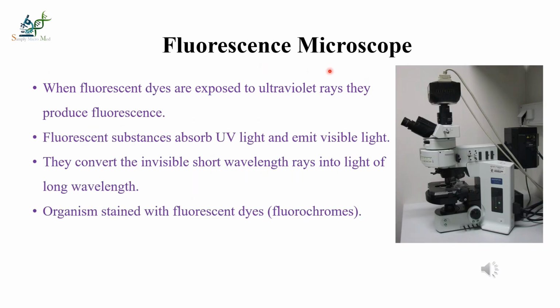Fluorescent microscope. When fluorescent dyes are exposed to ultraviolet rays, they produce fluorescence. Fluorescent substances absorb UV light and emit visible light. We can also say that they convert the invisible short wavelength rays into light of long wavelength. And this is the basic principle of fluorescent microscopy. Mainly, in fluorescent microscopy, we use fluorescent dye to coat the specimen. So when fluorescent dyes are exposed to ultraviolet rays, they become fluorescent, and that fluorescence we observe through the ocular lens.